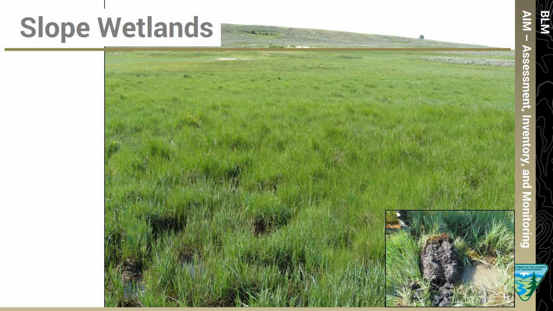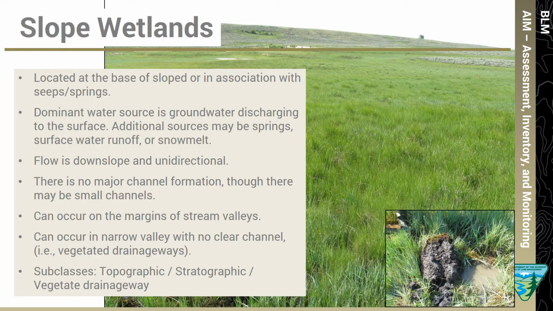The last couplet in the key is for slope wetlands, which are also very common on BLM public lands. Slope wetlands are located at the base of slopes or in association with seeps and springs. The dominant water source for slope wetlands is groundwater discharge. Additional sources may be specific point source springs, surface water runoff, or snowmelt. The flow in slope wetlands is downslope and unidirectional, but unlike riverine wetlands, there is no major channel formation, though there may be small channels that coalesce and feed into low order or high order headwater streams.